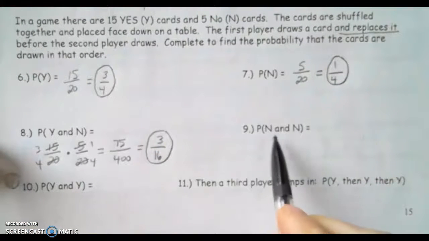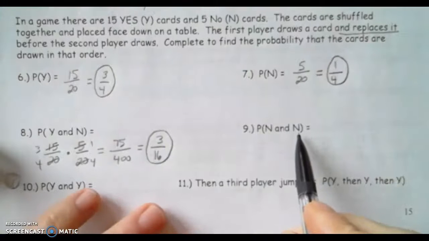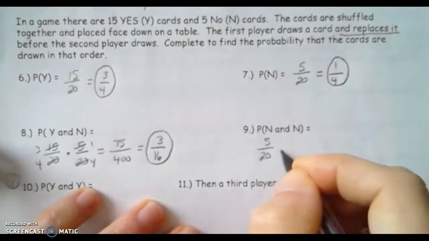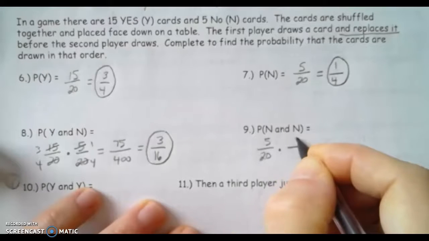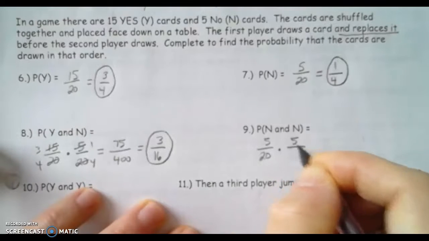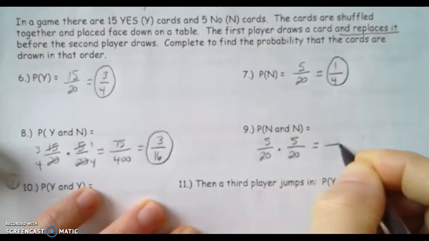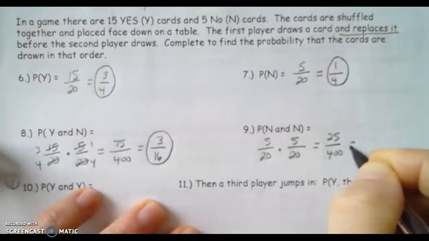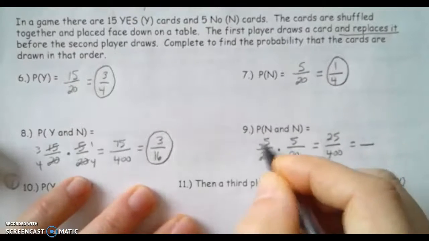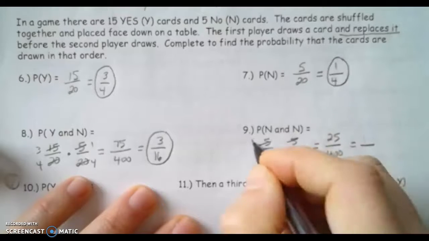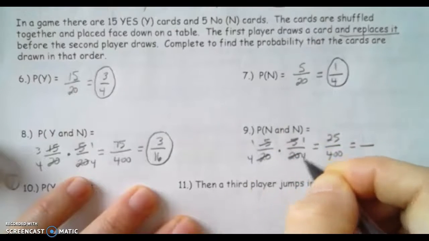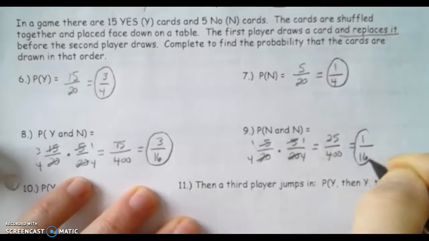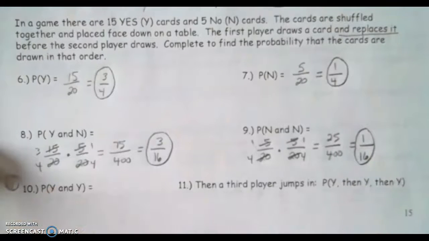In number 9, we want a no card and then another no card. So again, we said to get a no card the first time is 5 out of 20. And since we replaced that no card, to get a second no card, it's also going to be 5 out of 20. So this is going to make our probability 25 out of 400. But again, we can simplify. 5/20 simplified down to a 4th. 1/4 times 1/4 is 1/16 when we simplify that probability.